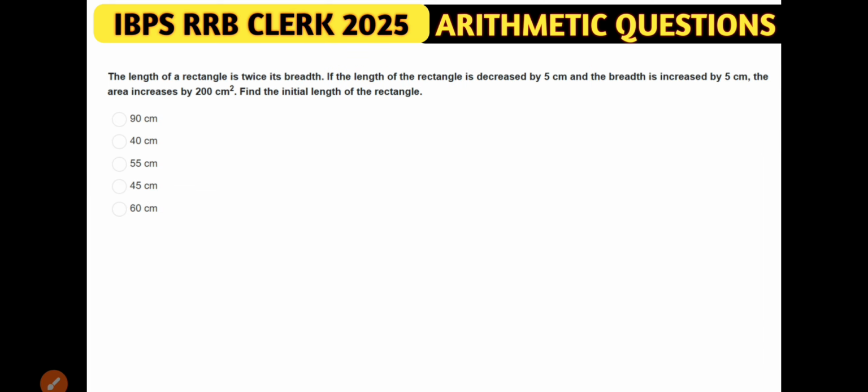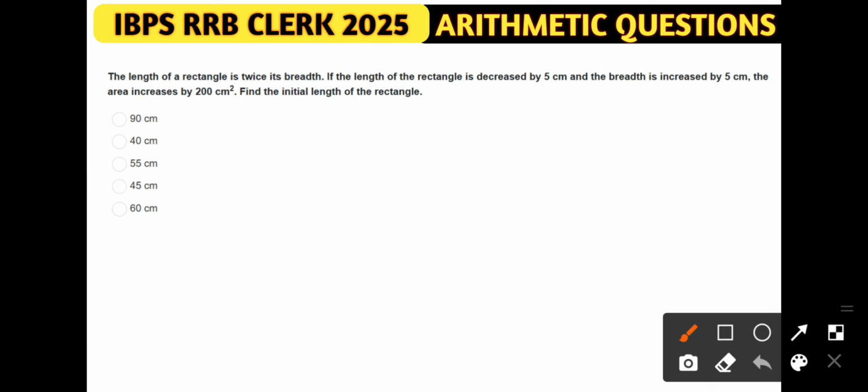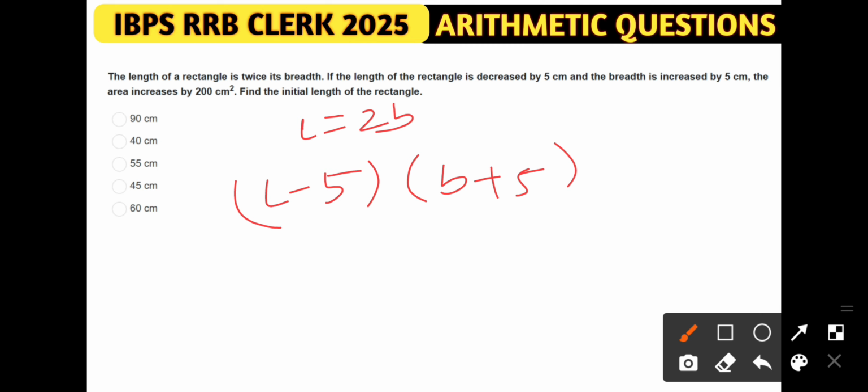Now let's see this question. The length of a rectangle is twice its breadth. So given that L equals 2b. Okay, this is one point. If the length of the rectangle is decreased by 5 centimeters, L minus 5. Okay, this is one thing. And the breadth is increased by 5. So the breadth is increased by 5. The area increases by 200 centimeters.